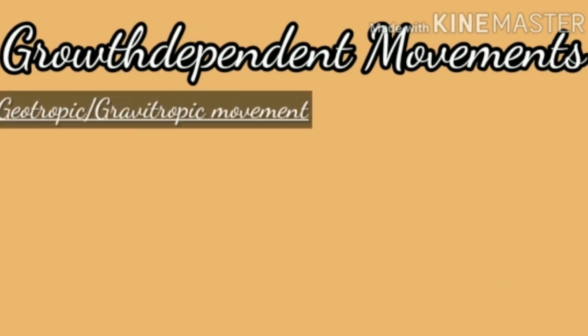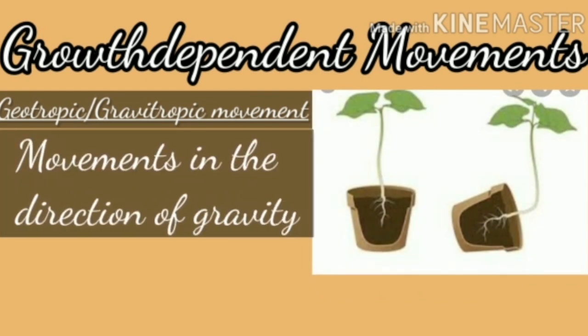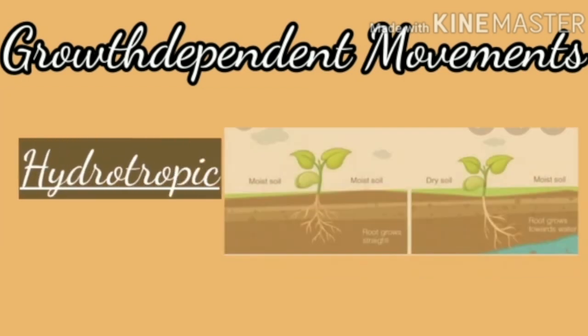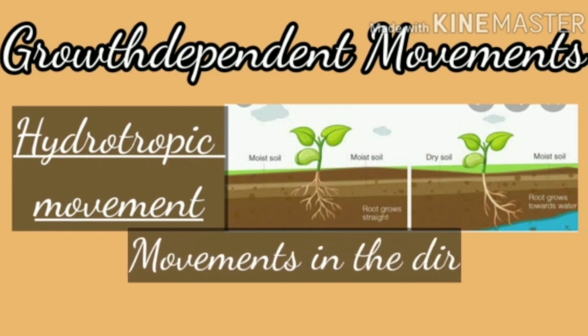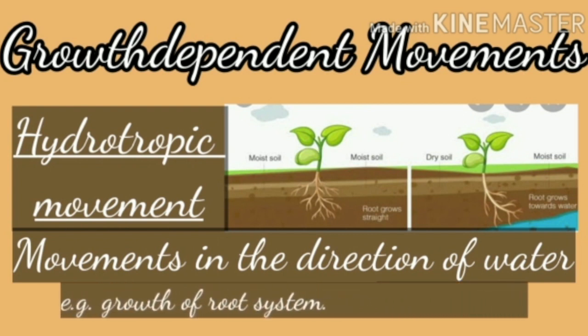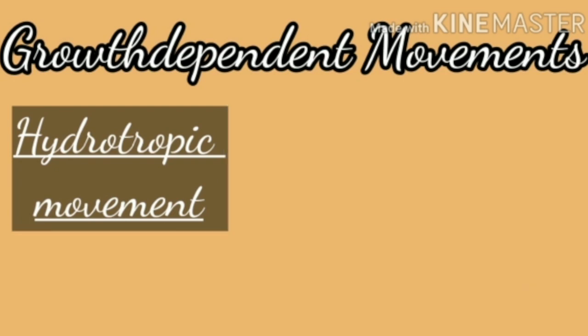Next, geotropic movements or geotropism. Movement of the plant towards or away from gravity is called geotropic movement. For example, movement of the root is towards gravity while movement of the shoot is away from gravity. Next, hydrotropic movement. Movement of the plant towards or away from water is called hydrotropism. For example, roots grow towards the water. In search of water, they grow deep or towards the water.